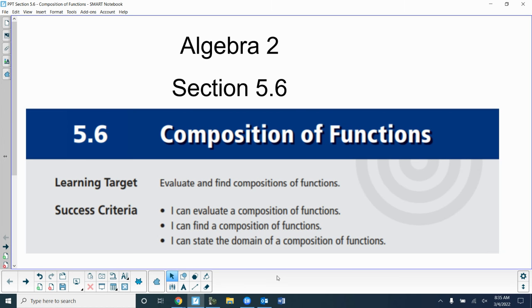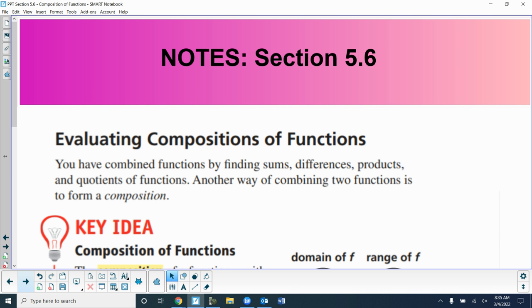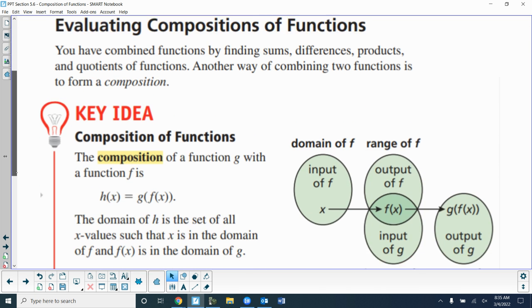All right, so we're going to evaluate a composition of functions, and we're going to find a composition of functions. We'll talk about domain a little bit. Not going to worry too much about it. Remember, domain's the x values, right? So you have combined functions by finding sums, differences, products, and quotients. Another way of combining is to form a composition, okay?